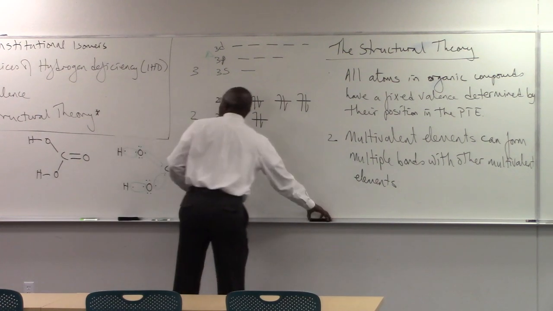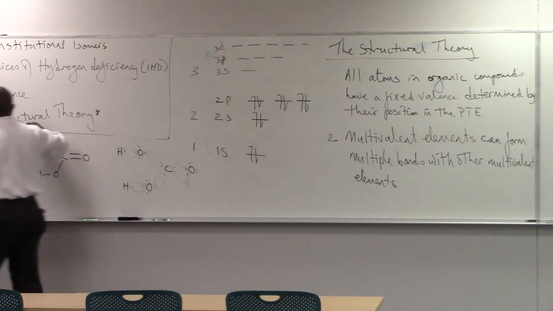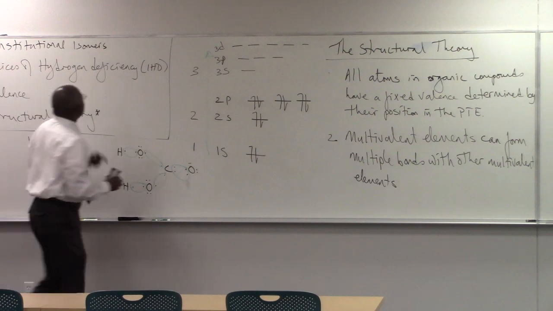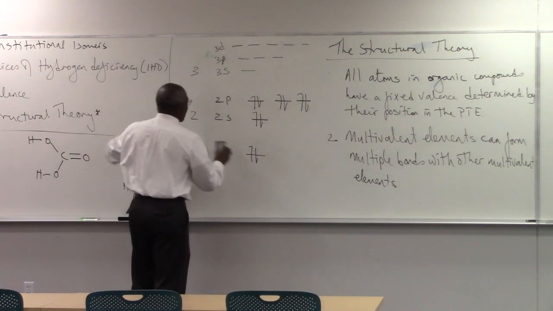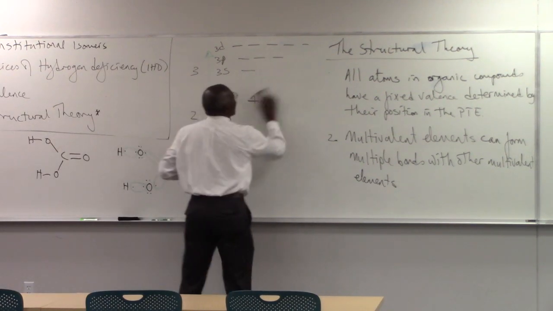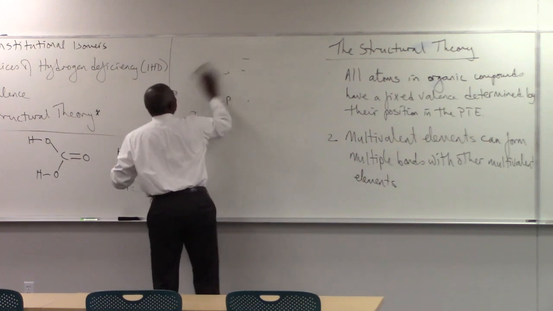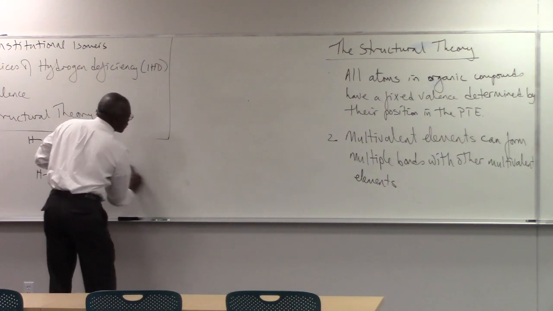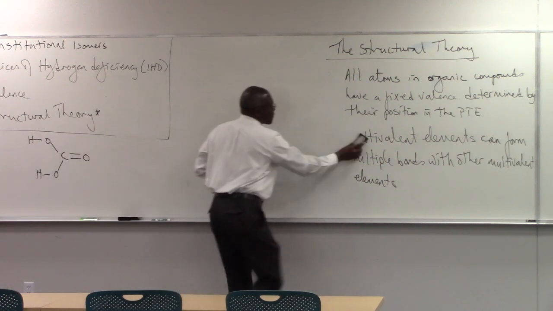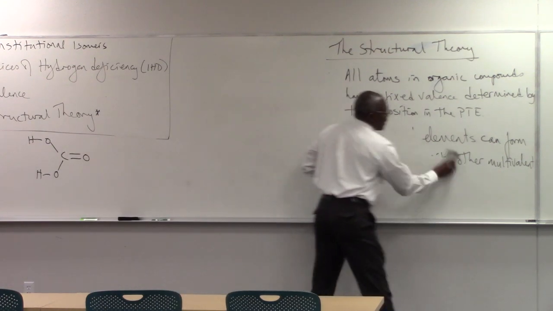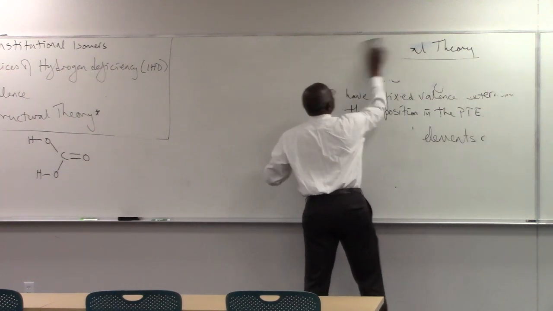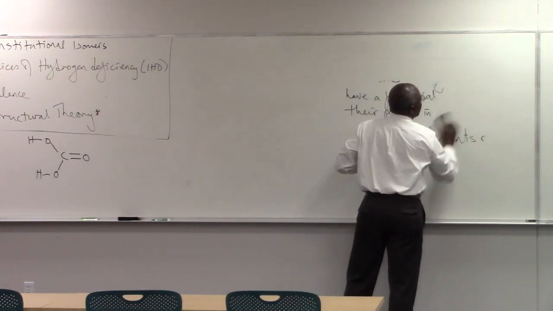Okay, so we've talked about structural theory, we talked about valence. Let's talk a little bit about constitutional isomers. And it turns out we've actually talked about that already. So isomers are different compounds with the same molecular formula.